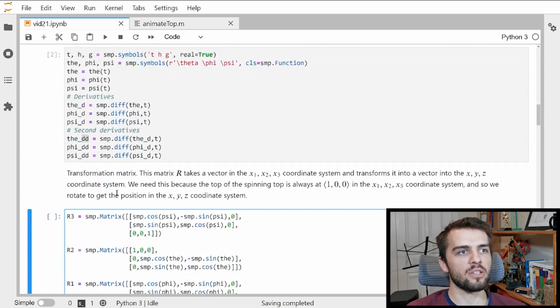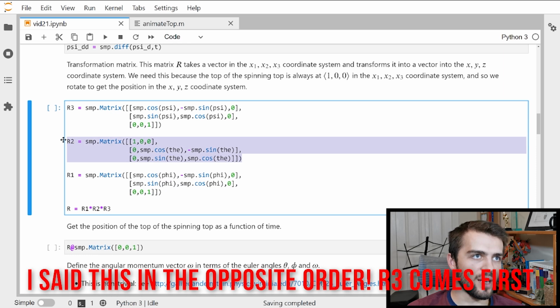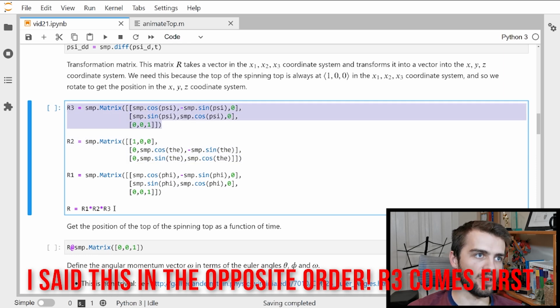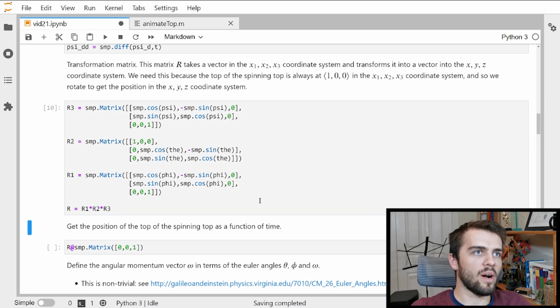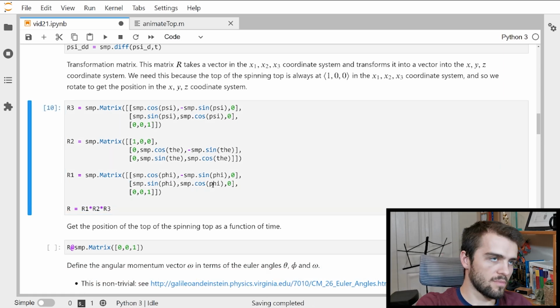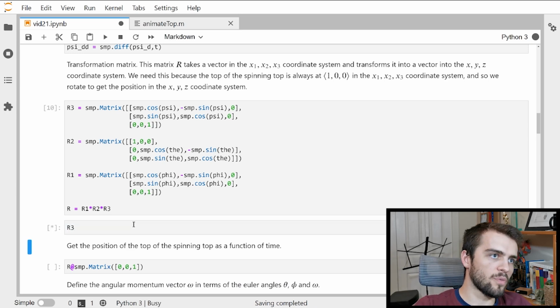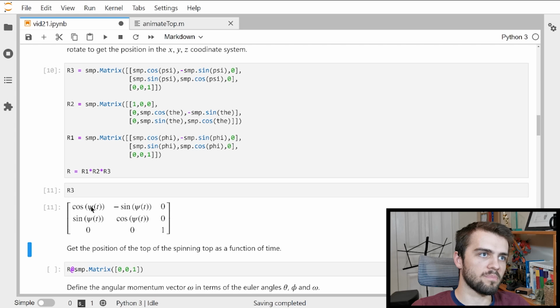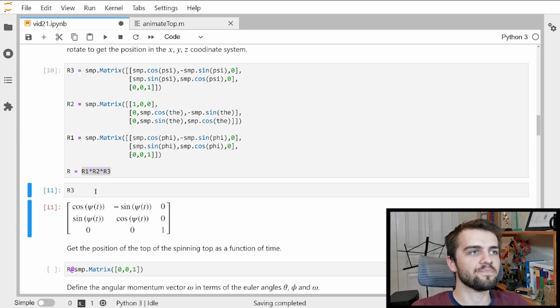And so to go from the green system to the red system, I first rotate by phi, then by theta, and then by psi, like this. And the full rotation matrix is just the product of these three matrices. So I define these using the simp.matrix matrix, for example, and I plug in psi, theta, and phi. If I look at R3, for example, it's just a matrix with cos psi, which is a function of t, and things like this. I have all three, and I multiply them. This is matrix multiplication, by the way.